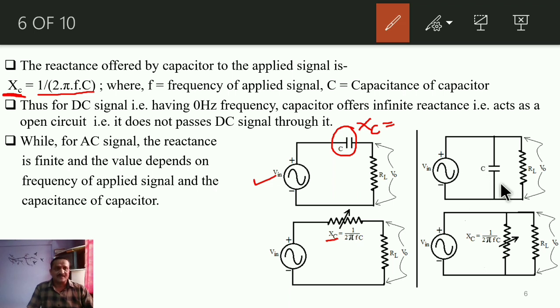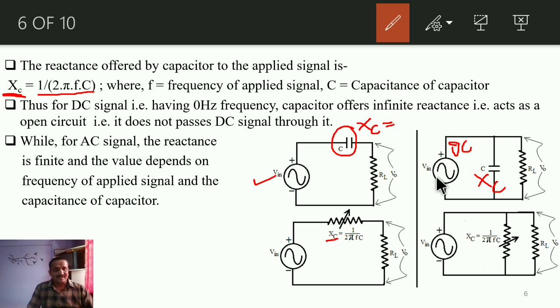Now the next combination. Purposely, again I have shown the capacitor connected in parallel with RL. Again the same consideration: if the input signal is a DC signal, then in that case what will be the output? For a DC signal, the XC offered by this capacitor will be infinite. That means it will act as open, right? So whatever current flows, it will directly flow through RL, and hence the obtained output voltage will be almost equal to input voltage, that is DC.